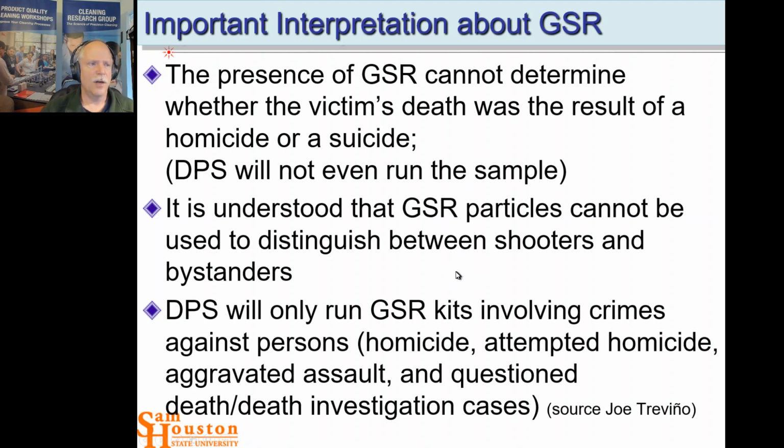It's also understood that it can't tell the difference between a shooter and a bystander. And in fact, DPS will only run GSR kits involving crimes against persons now, just because they're busy. And so it has to be a homicide, attempted homicide, aggravated assault where a weapon was used, or questioned death investigation cases.